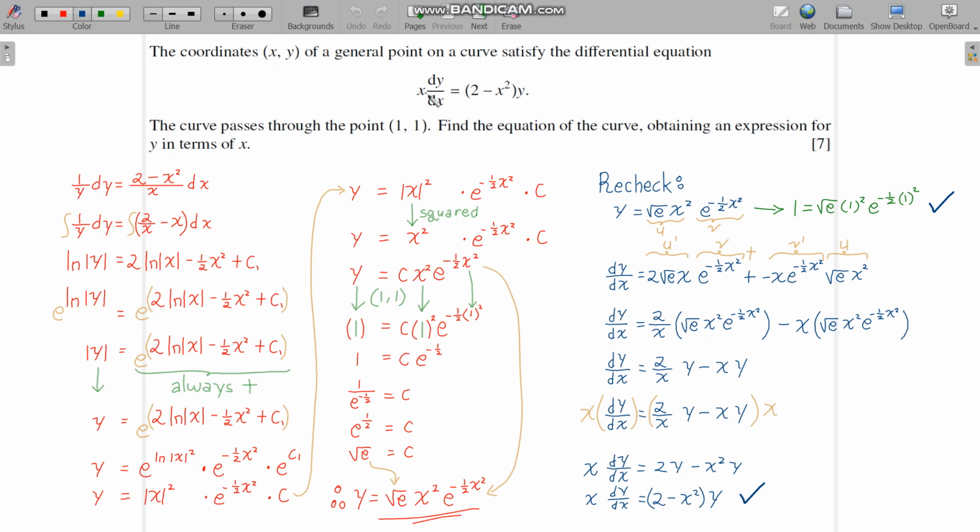Number 1, we have this example. Maybe just read the question first. We have the equation and we have the boundary condition: when x equals 1, y equals 1. So the first step is to separate the variables.